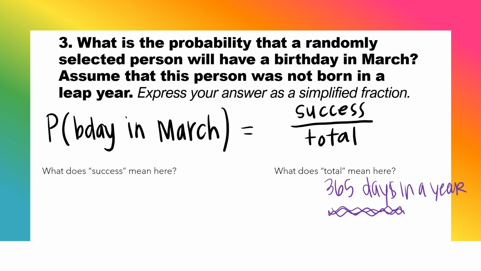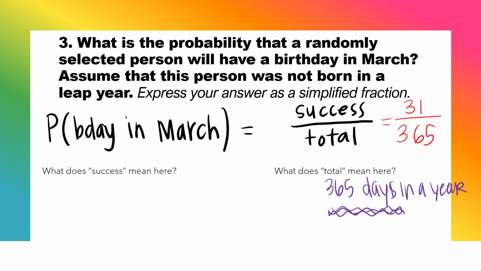If you don't have that little saying memorized, you might have to look in your calendar. But March has 31 days, and there are 365 days in a year, so it's 31 over 365. Now, this is always going to ask you for a simplified fraction. 31 over 365 does not simplify.